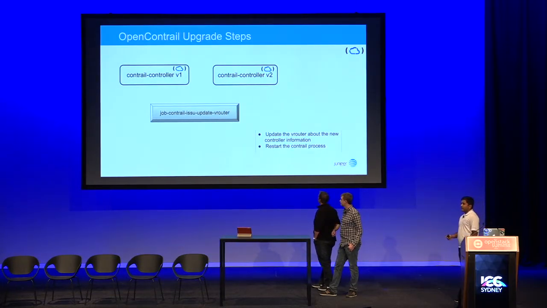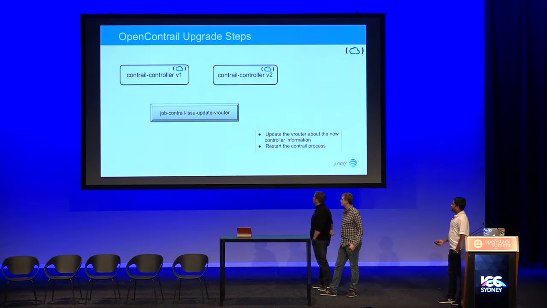So now, once the migrate is complete, what we are doing with the update vrouter job is we are using this job to update the vrouter and say that now that the migration of the config DB data is complete, you need to point to the v2 cluster, and that's what we are doing using the update vrouter. So we are basically pointing it from v1 to v2.